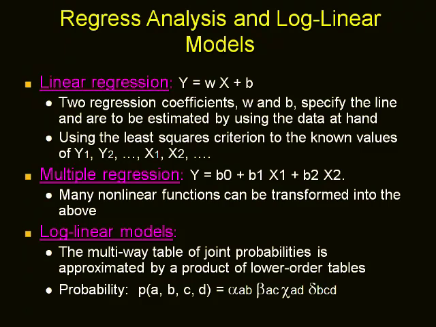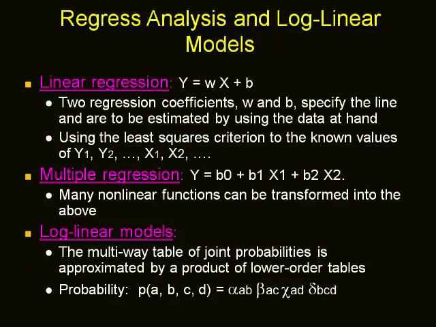The slide shows linear regression and log linear models. Y is equal to wx plus b. Here we approximate the values of w and b, and then we store only the parameters, so for a given value of x we get the approximate value of y. The two coefficients w and b specify the line and are to be estimated by using the data at hand. That means for a given set of points (x1, y1) through (xn, yn), we estimate the coefficients w and b in such a way that the sum of the squares of the error is kept at the minimum. Using the least squares criterion, we minimize the error.